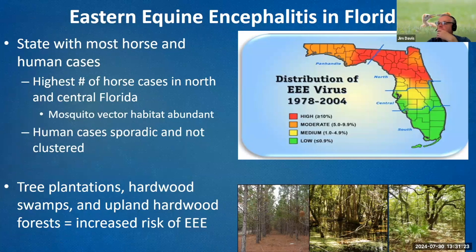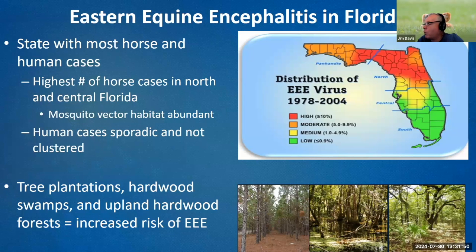And so East Tripoli, we're the state with the most horse and human cases. Highest number of horse cases in North and Central Florida, and human cases are sporadic and not clustered. These mosquitoes that vector this live in tree plantations, hardwood swamps, upland hardwood forests. You get a higher risk of triple E.